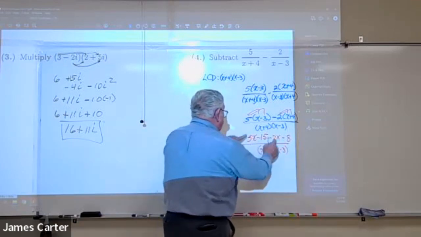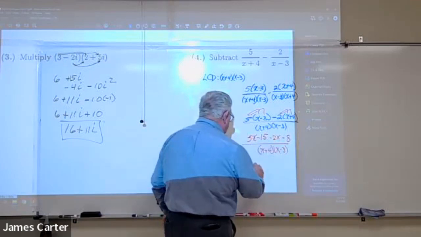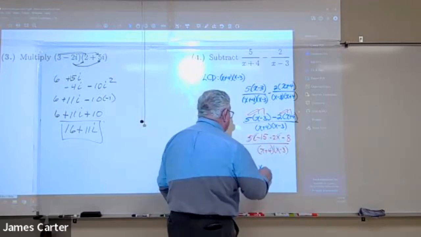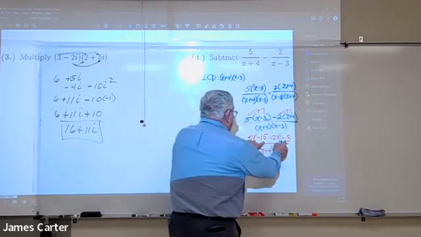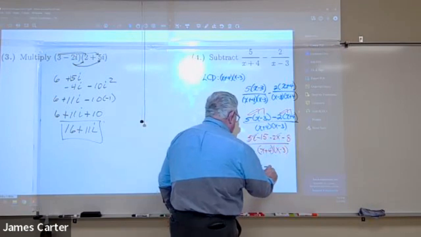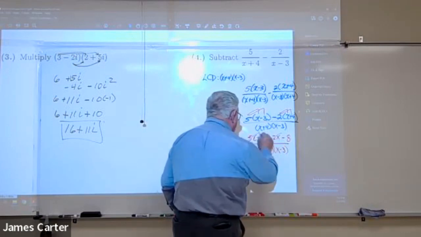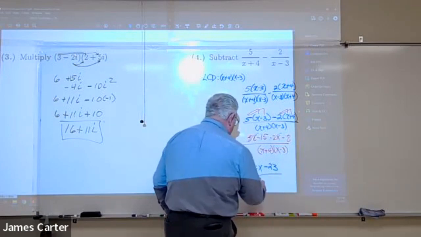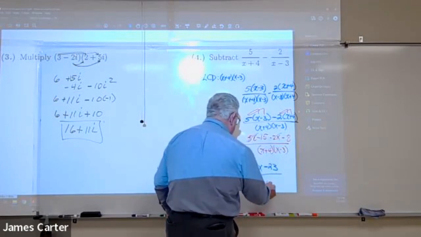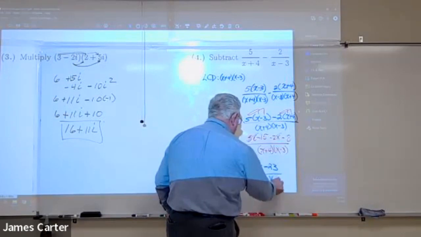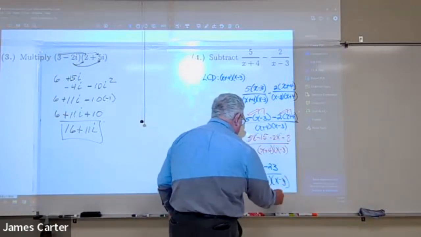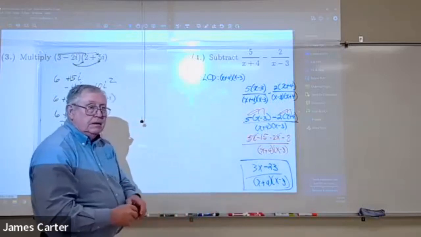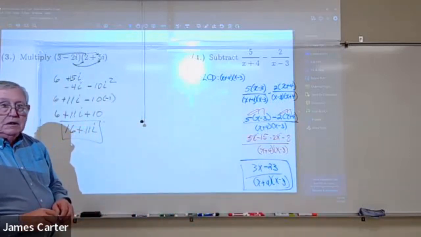Let's combine like terms. 5x minus 2x is 3x. Okay, so I've taken care of those two. Negative 15 and negative 8 makes negative 23. So I've taken care of those two. All over x plus 4, x minus 3. Questions?